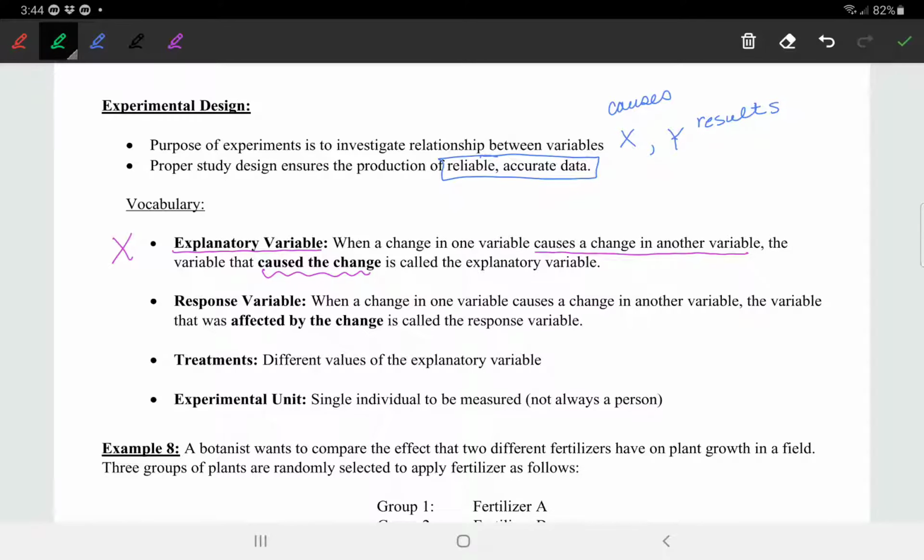On the other hand, there's the response variable. So when a change in one variable causes a change in the other, the variable that was affected by the change is called the response variable, and lots of times we call that Y.